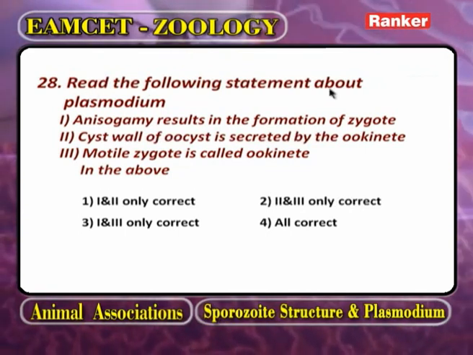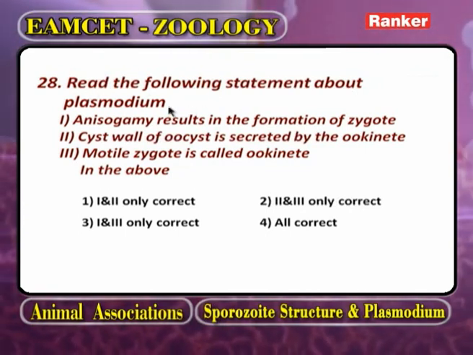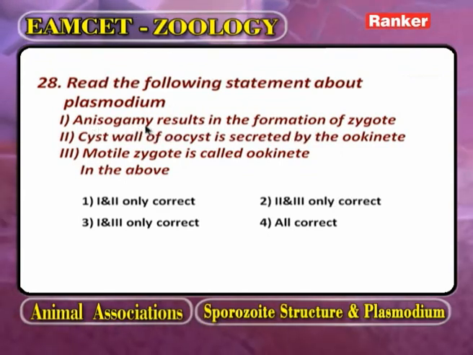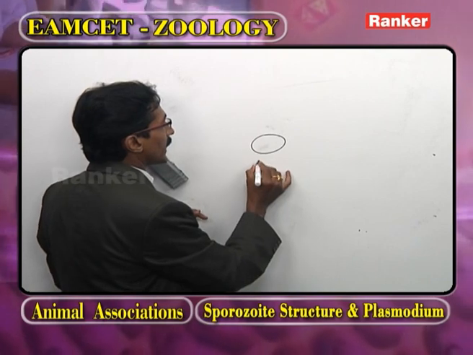Read the following statements about Plasmodium. One is anisogamy. What is meant by anisogamy? The fusion of dissimilar gametes. Now this one we call the ovum.